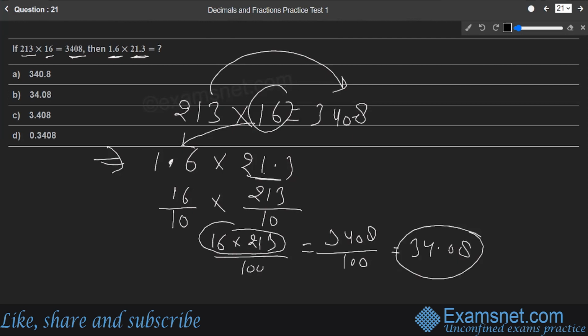So we are not supposed to calculate it. Rather, we can find it by manipulating the already given value. That is, 34.08 is the final answer, available in option number B.